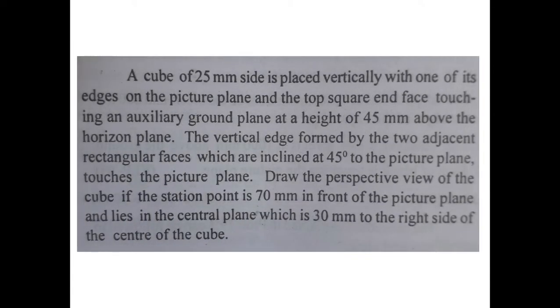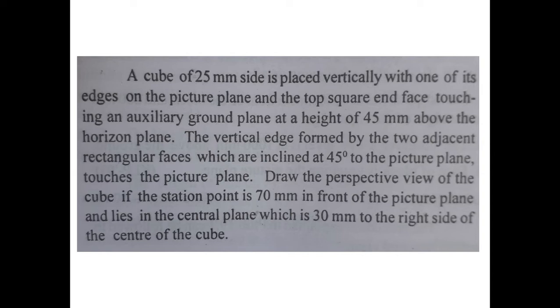The question is, a cube of 25 mm side is placed vertically with one of its edges on the picture plane and the top square end face touching an auxiliary ground plane at a height of 45 mm above the horizon plane. The vertical edge formed by the two adjacent rectangular faces which are inclined 45 degrees to the picture plane touches the picture plane. Draw the perspective view of the cube if the station point is 70 mm in front of the picture plane and lies in a central plane which is 30 mm to the right of the center of the cube.